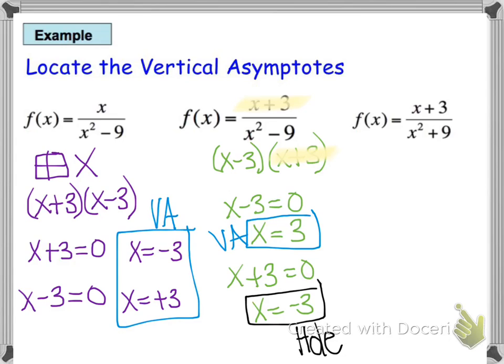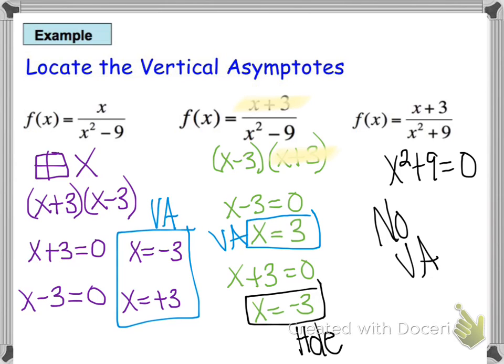Now just quickly, if I were to take a look at my denominator of x squared plus 9, and if I were to set that equal to 0, I wouldn't be able to solve for x. So really there's no number that I can plug in for x that would result in 0 in the denominator. Therefore, this one does not have a vertical asymptote. So I can plug in any number for x and get a result.